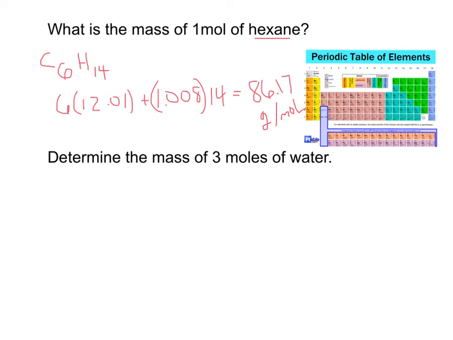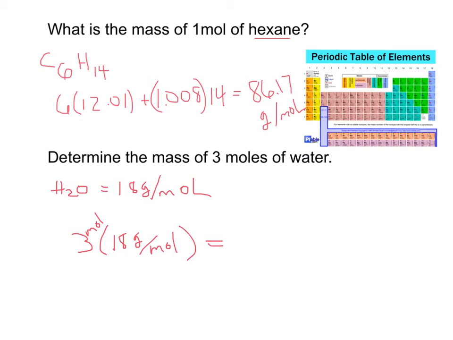Okay, and next we have to determine the mass of 3 moles of water. Water is H2O, it's a very common compound, and it's roughly 18 grams per mole. So 18 grams per mole, that's 18 grams in 1 mole. So if you do a conversion, it's 3 moles times 18 grams per mole. So that means the moles will cancel, and you have 54 grams of water, if you really want to be specific. And that's how these are done.